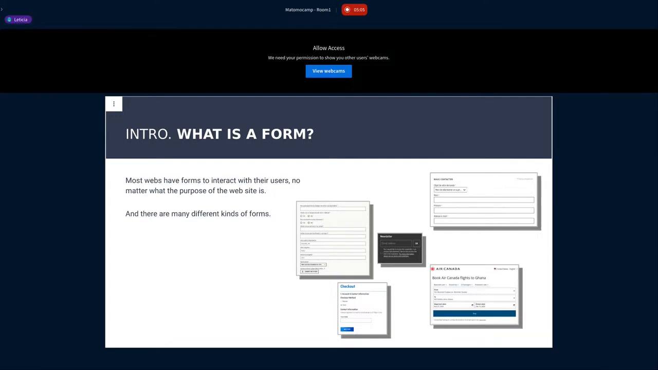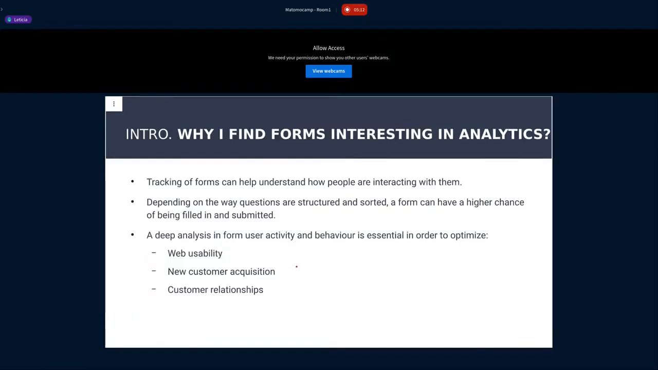And why do I think that this is very interesting, and why I proposed this talk? Because it's true that tracking form analytics can help us to understand how people are interacting with our forms. And a form can have a higher chance of being filled in and submitted depending on how we are structuring the questions and sorting them. Analyzing forms is going to help us to understand which form elements cause user problems and prevent them from completing the desired actions. The analysis of forms helps us to lose fewer visitors by learning about user behavior and their problem points on a form.